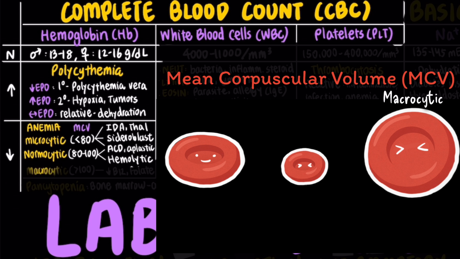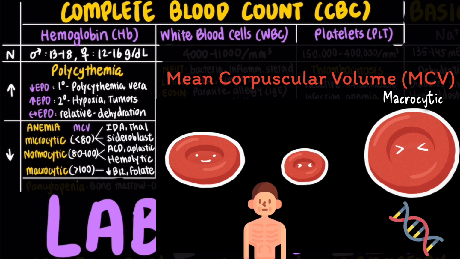In macrocytic anemia, the MCV is above 100, meaning the red blood cells are larger than normal. This typically results from impaired DNA synthesis, which causes the cells to grow but not divide properly. The most common causes are vitamin B12 and folate deficiencies, often due to malnutrition, alcoholism, or malabsorption.